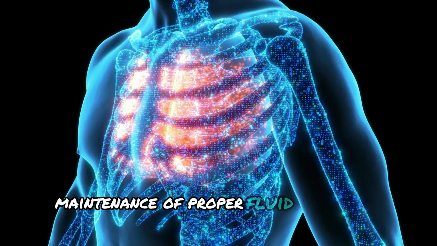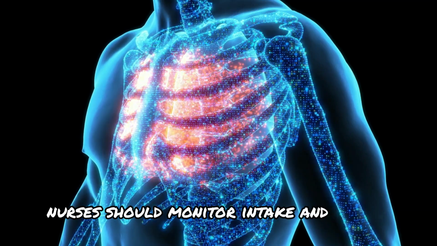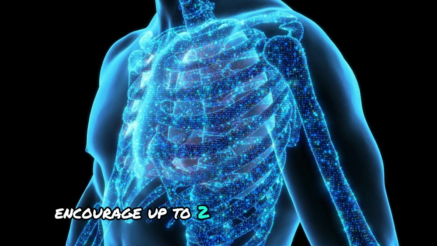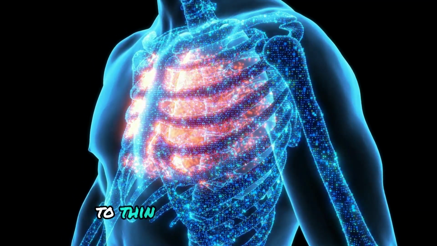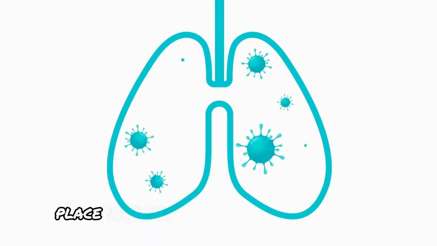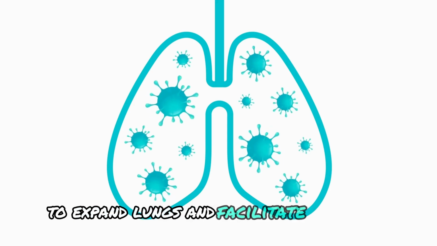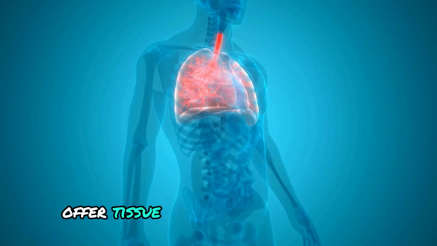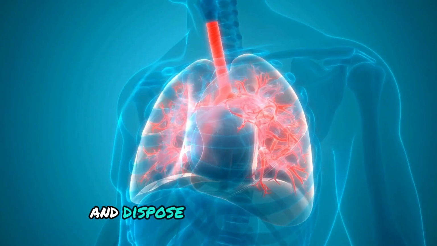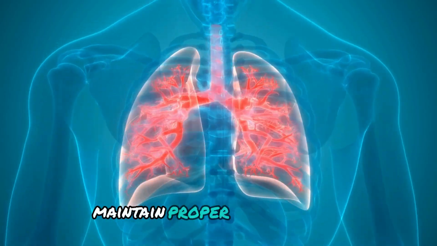Maintenance of proper fluid volume is very important. Nurses should monitor intake and output, and encourage up to 2 to 3 liters of fluids to thin and loosen secretions unless contraindicated. Place the patient in semi-Fowler's position to expand lungs and facilitate breathing. Offer tissue to the patient for secretions and dispose of the tissue properly to prevent the spread of the infection. Maintain proper hand washing.